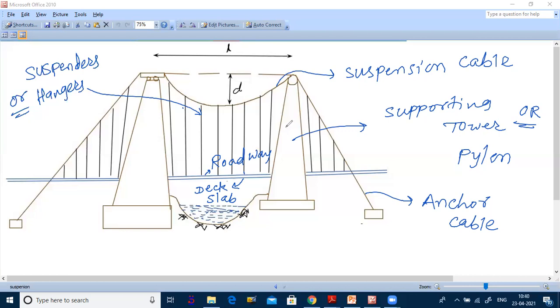So whatever the suspension cables are there, they will take the entire load. Whatever the load on this road, this is called a road, whatever the loads on the deck slab or on the road, that will be transferred to the suspension cable through the suspenders or the hangers. Suspenders are placed at a suitable spacing and transfer the load to the suspension cable, right? This is also called anchor cable.